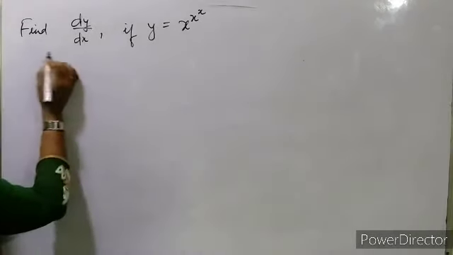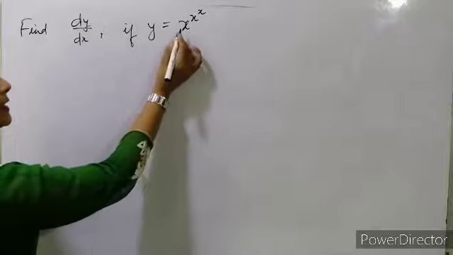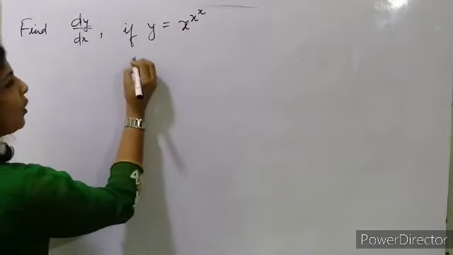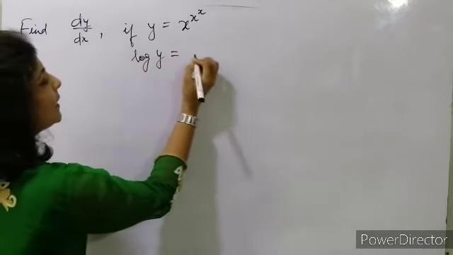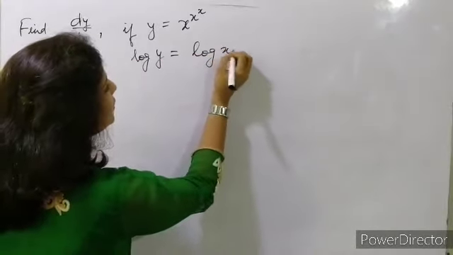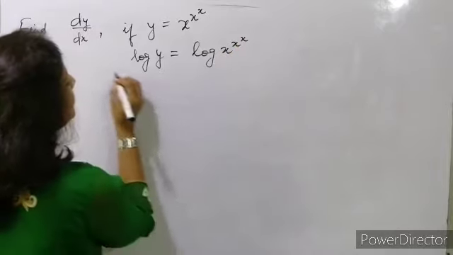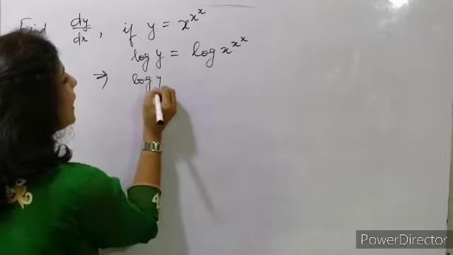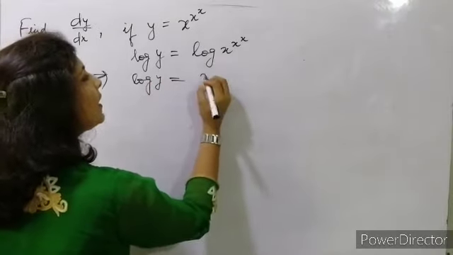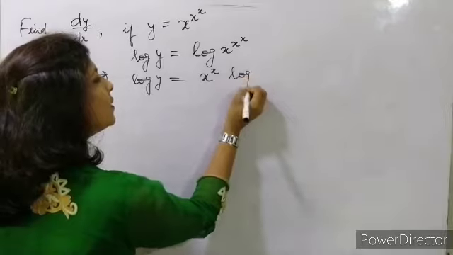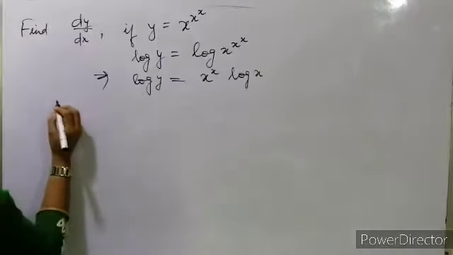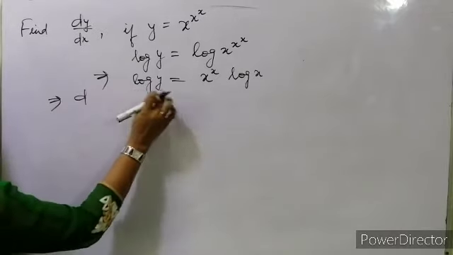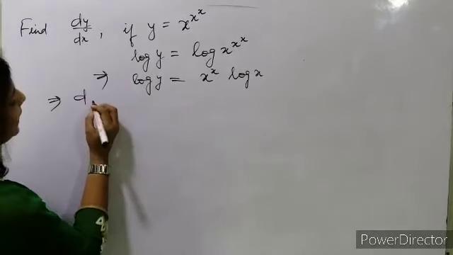So we have a question, we have to find out dy by dx. Y's value is x to the power x to the power x. So what we'll do, we'll apply log both the sides. It will be log of y and this side log of x to the power x to the power x. So this will be log of y and this will be x to the power x, we'll write here, and this will be log of x. Now we have to find out the derivative of log y with respect to x.